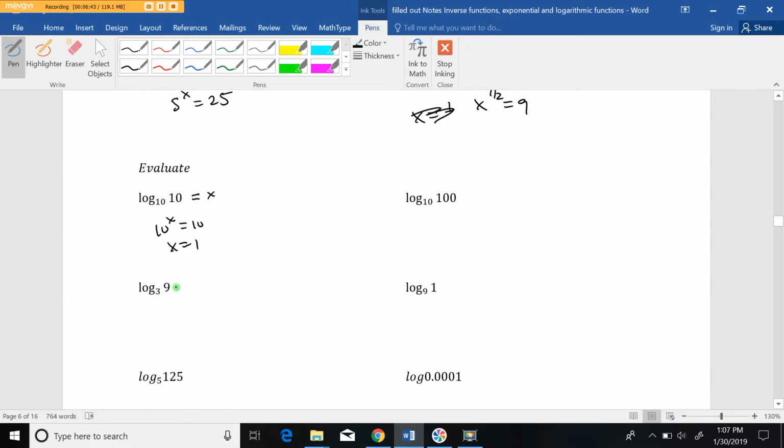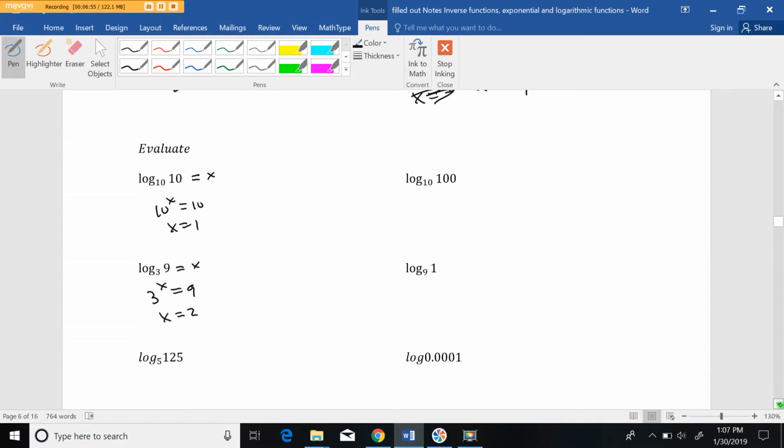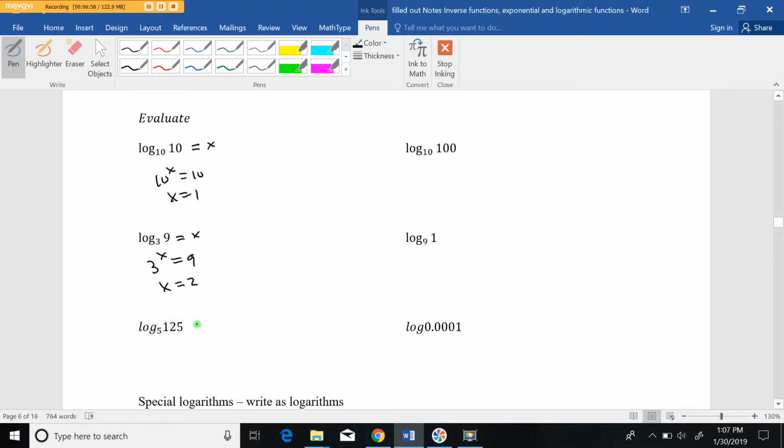This one means, and again I'm going to say let's call this equal to x, and this means 3 to the x equals 9. So x has to be 2. And I'll keep going on the left here. This is some number, let's call it x, and this means 5 to the x equals 125. So x has to be 3. 5 squared is 25 times 5 more is 125.